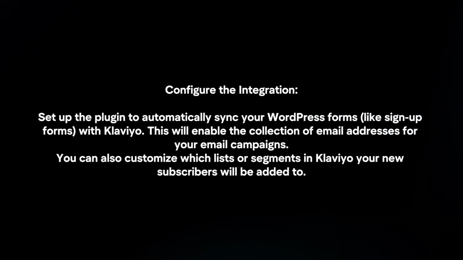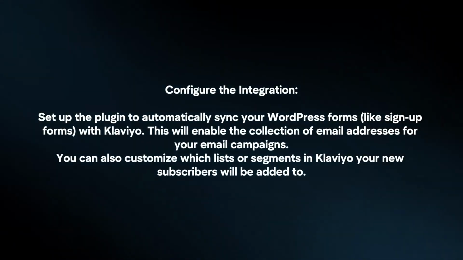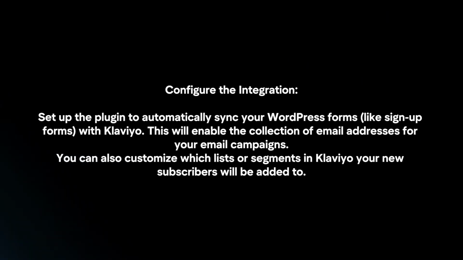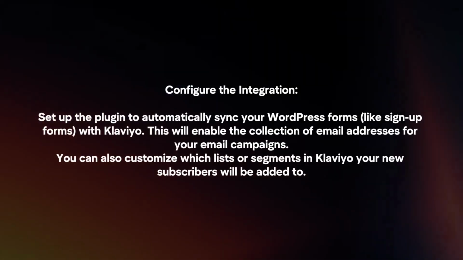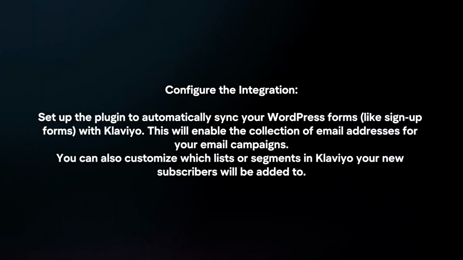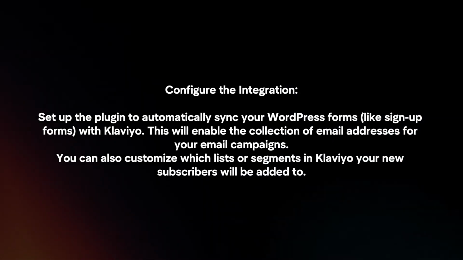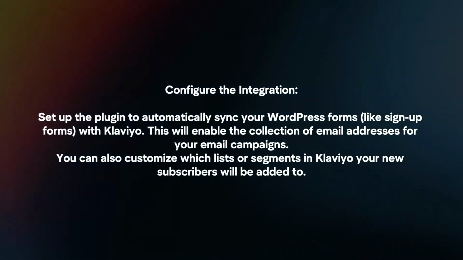Configure the integration. Set up the plugin to automatically sync your WordPress forms with Klaviyo. This will enable the collection of email addresses for your email campaigns. You can also customize which lists or segments in Klaviyo your new subscribers will be added to.